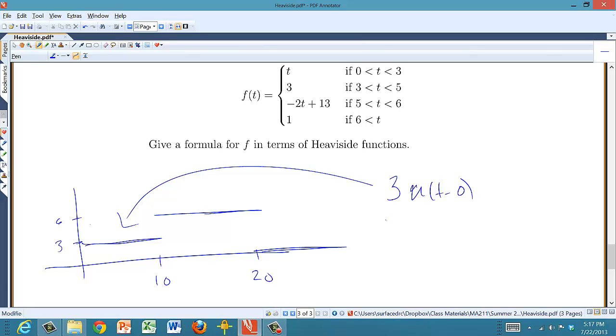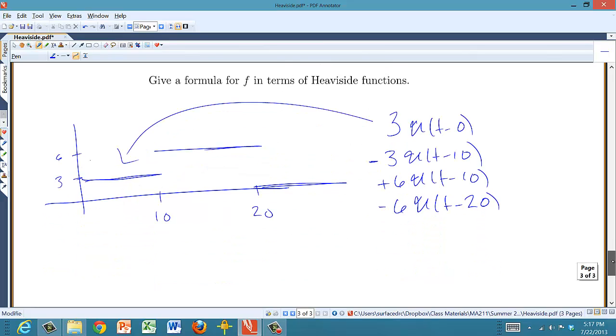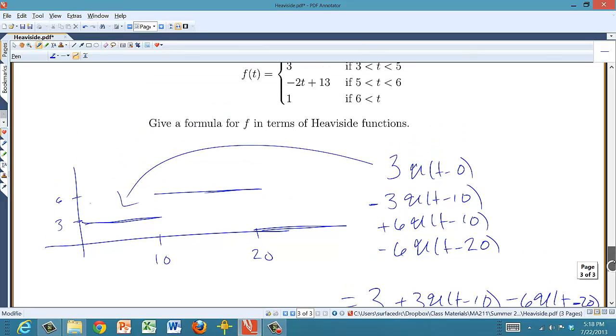Now at time 10 I want to turn off my 3, so I'll say minus 3 times u(t minus 10). And at time 10 I want to turn on the function 6, so plus 6 u(t minus 10). At time 20 I want to turn off my 6, so minus 6 u(t minus 20), and then that's it. And if you wanted to simplify this, you could call it 3 plus 3 u(t minus 10) minus 6 u(t minus 20). Okay.